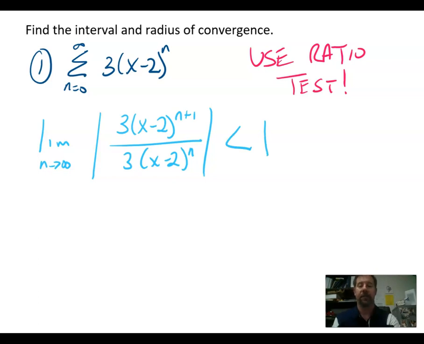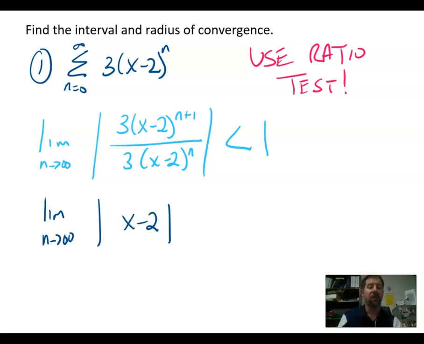All right? So the first thing we would do here is I'd want to simplify the inside of that absolute value. So the 3's kill each other off. And then when I divide x minus 2, those bases, I subtract exponents. So I would just get x minus 2 to the first, or x minus 2. And so now I'm going to look when this is going to be less than 1. Okay, so we want just x minus 2. And again, we're taking the limit as n goes to infinity. However, there are no more n's left.